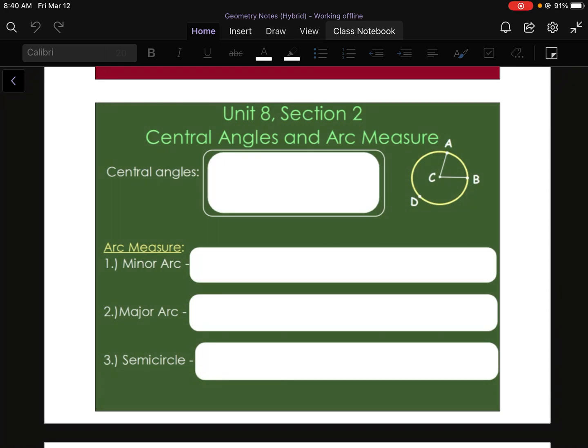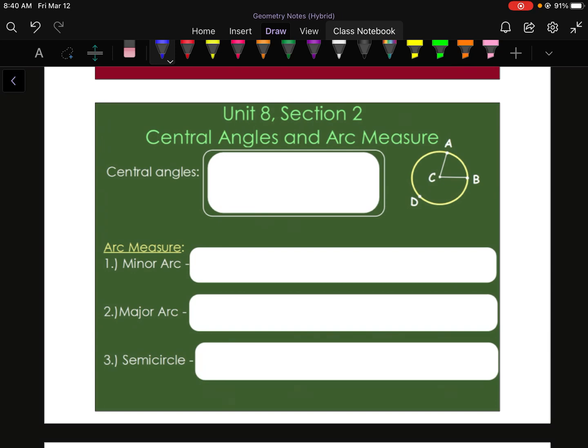What's up? We are here with Unit 8, Section 2 of Geometry, and we're talking central angles and arc measure. So I know you're super curious. You're just clamoring, what's a central angle? What in the world? That sounds kind of cool. I'd like to know more about that. Well, I'm so glad that you're sitting there asking yourself about that, because we're about to find out.